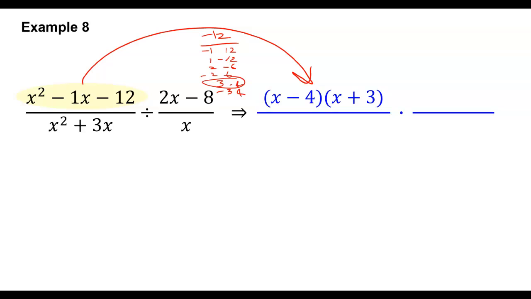What do these have in common? X. So pull out an X from here, pull out an X from here. You get X parentheses X plus 3. Please remember, the next fraction is going to be flipped, so x goes on top. And on the bottom, can you factor 2x minus 8? What does the 2 and the minus 8 have in common? 2, right? So divide 2x by 2, divide negative 8 by 2, and you get 2 parentheses x minus 4.